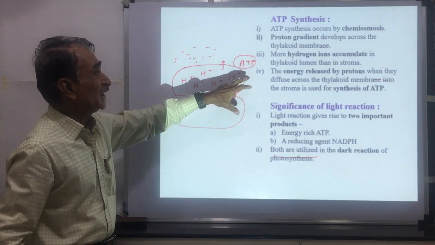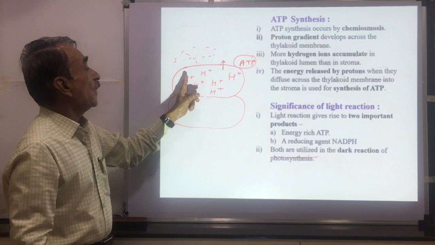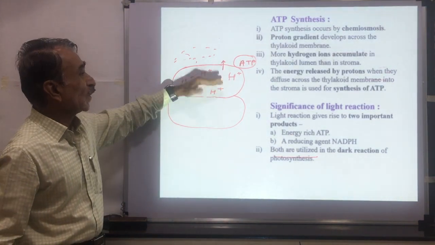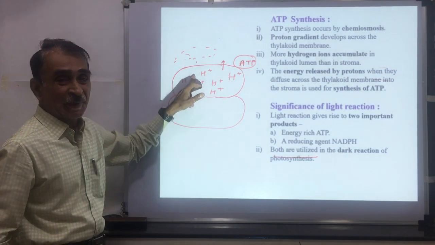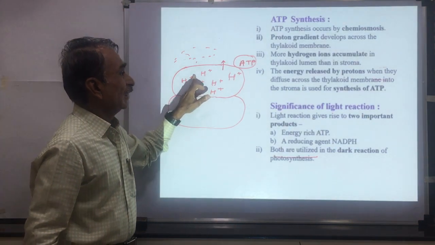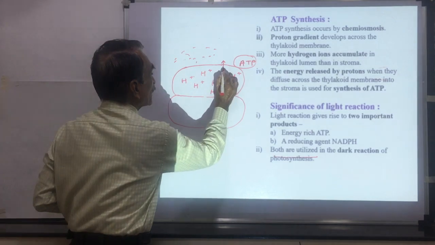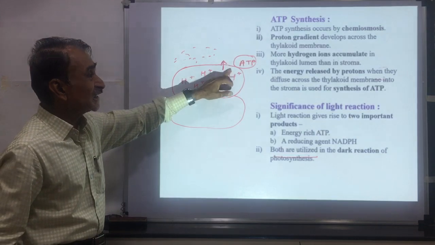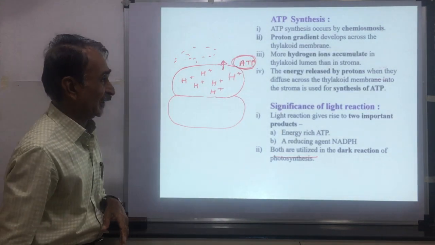Here, ATP synthesis occurs by chemiosmotic hypothesis. By chemiosmosis, proton gradient develops across the thylakoid membrane. There is a proton difference. More hydrogen ions are accumulated inside the lumen of thylakoid. Energy released by protons, when these protons cross the thylakoid membrane, they lose energy. This lost energy is used for the synthesis of adenosine triphosphate.